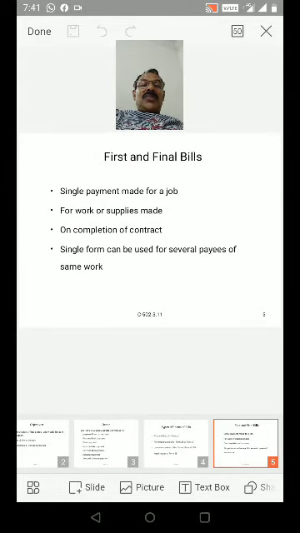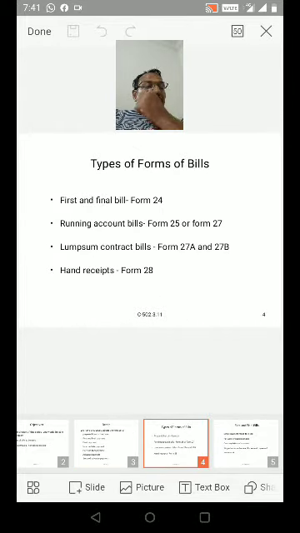First and final bills. In the case of the first and final bill, that is Form 24; for running account bills, you can use either Form 25 or Form 27; whereas in the case of lump sum contract bills, Form 27A and Form 27B both. Hand receipts, Form 28.